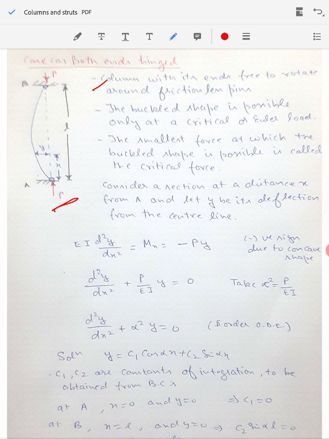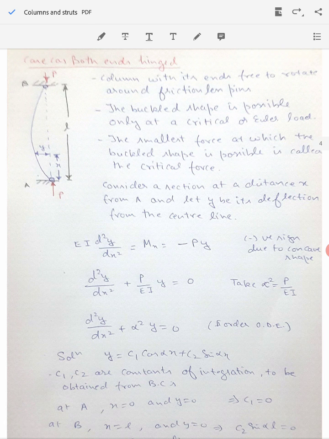So you have a column which is hinged at both the ends. You start applying the load. You have 10 Newton force, it is still straight. You have 100 Newton, it is still straight. 500 Newton, still straight. 1000 Newton, still straight. Let's say it reaches 1500 Newton, and at that particular moment it may start to buckle. So that particular value of the load is the critical value of load, PCR, that we want to determine, at what point this column is going to start to buckle.